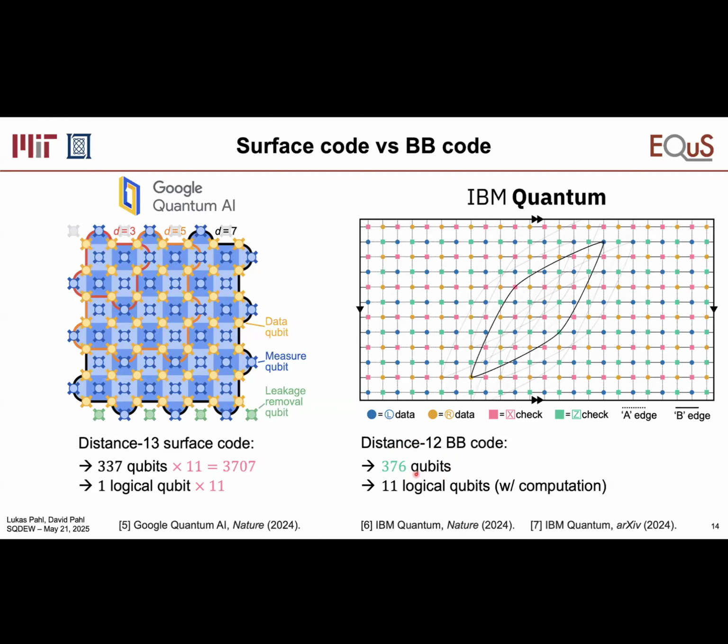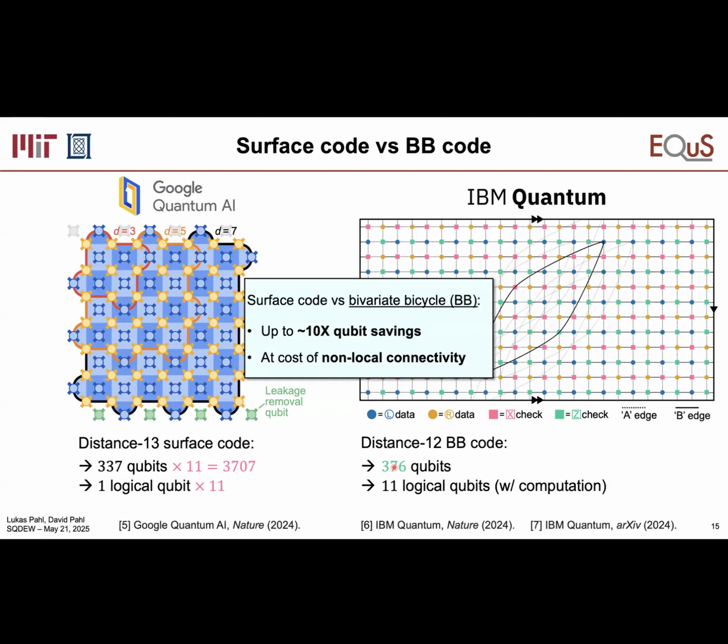So the motivation to going to this more complicated connectivity that we then have to deal with and how to design that is exactly this number down here. It's a 10-times more forgiving size. So you get up to 10x qubit savings, but there's no free lunch. You trade in non-local connectivity, which is this interesting hardware design problem that we need to deal with.